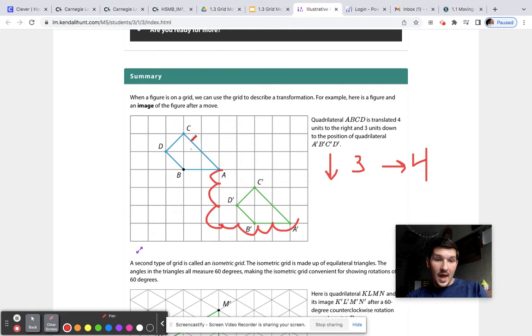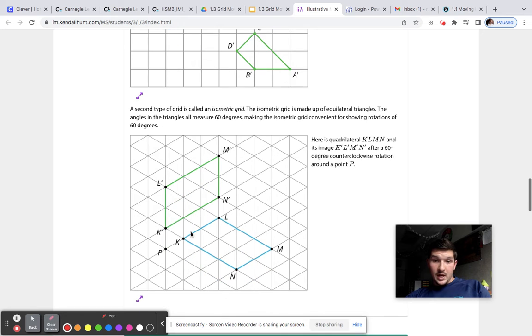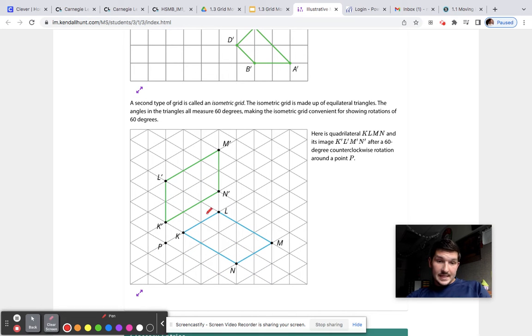But you have to make sure you do every vertex. Every vertex has to do that. Down 3, over 4, and they should match up. If they don't, we did something wrong. Down 3, right 4. Okay. That's a translation. Now reflection is pretty similar.